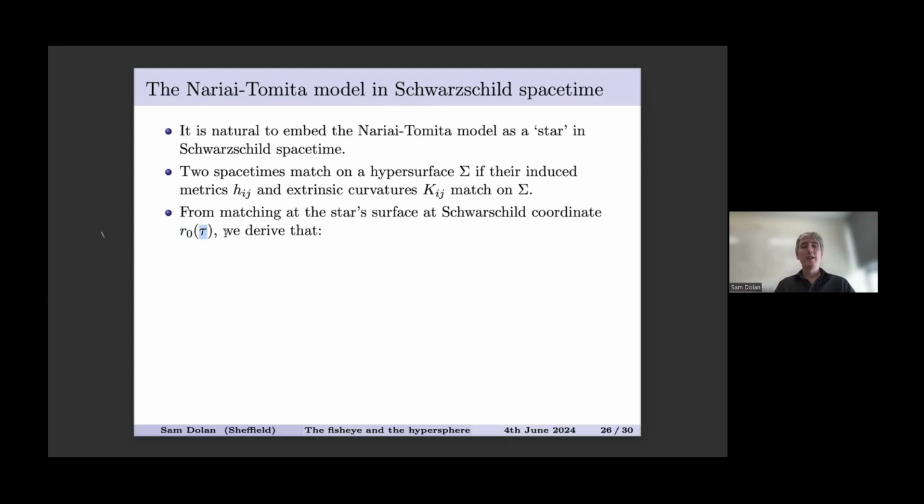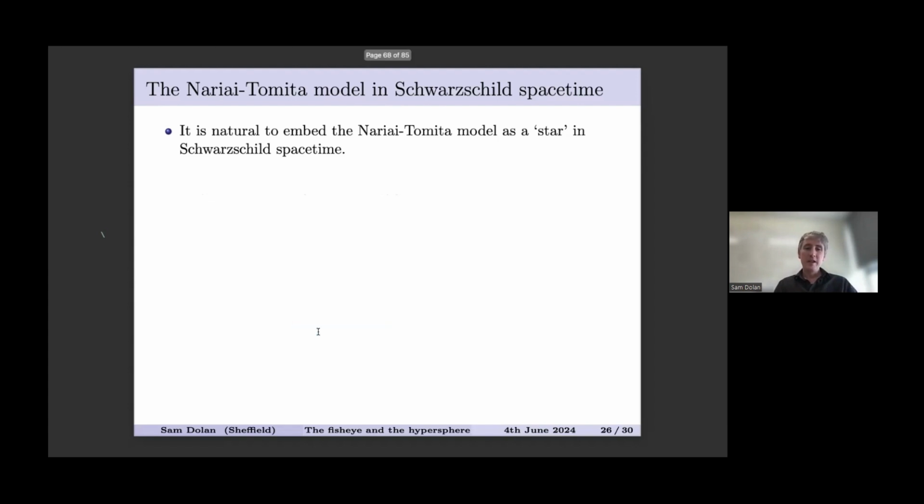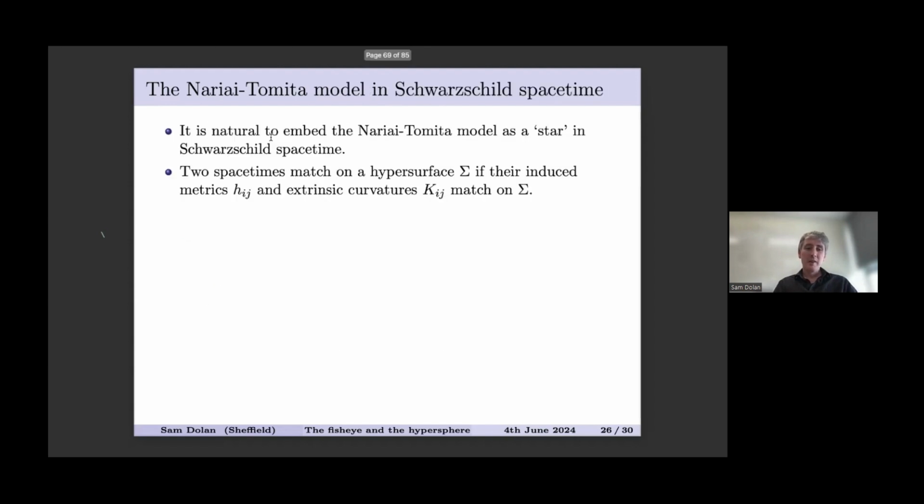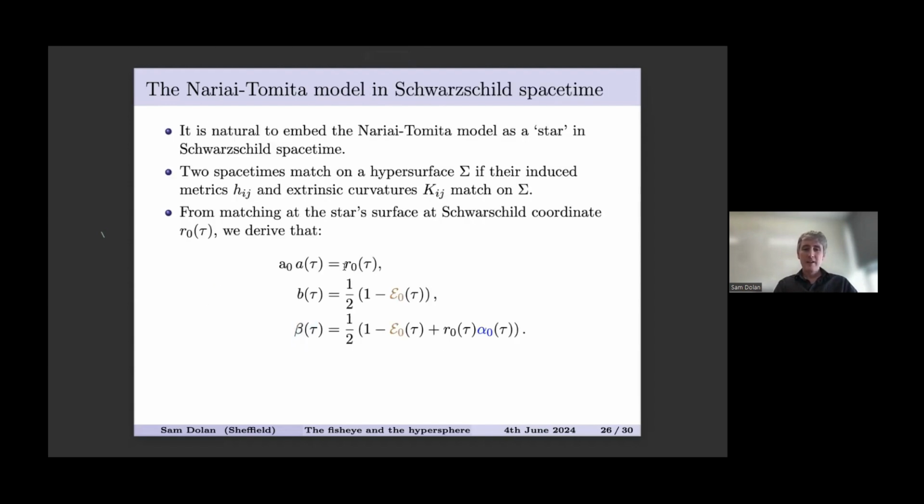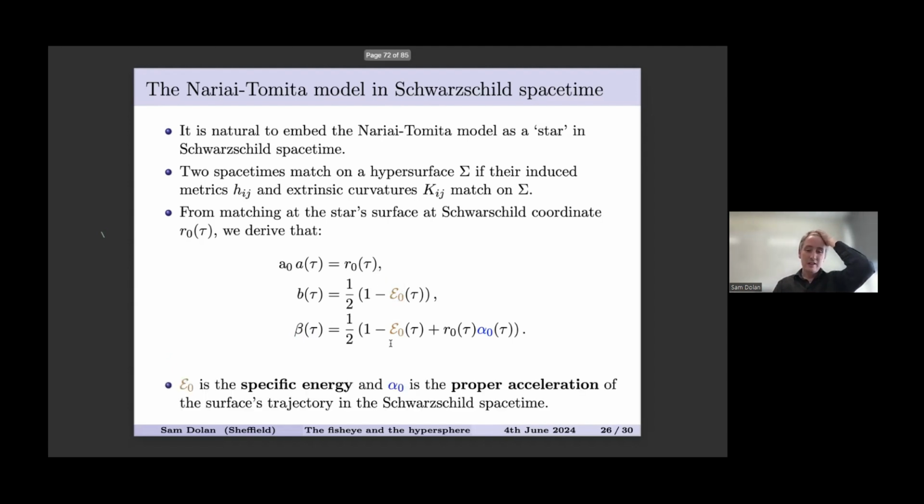From doing that matching, one derives that there are relationships between these free functions A, B, and beta in the Nariai-Tomita model, and the parameters of the surface of the star in Schwarzschild spacetime. So here, E0 is the energy, or the specific energy, of the surface's trajectory, and alpha 0 is the proper acceleration of the surface's trajectory. So now we have an interpretation for these parameters once the collapsing model is embedded in the Schwarzschild spacetime.